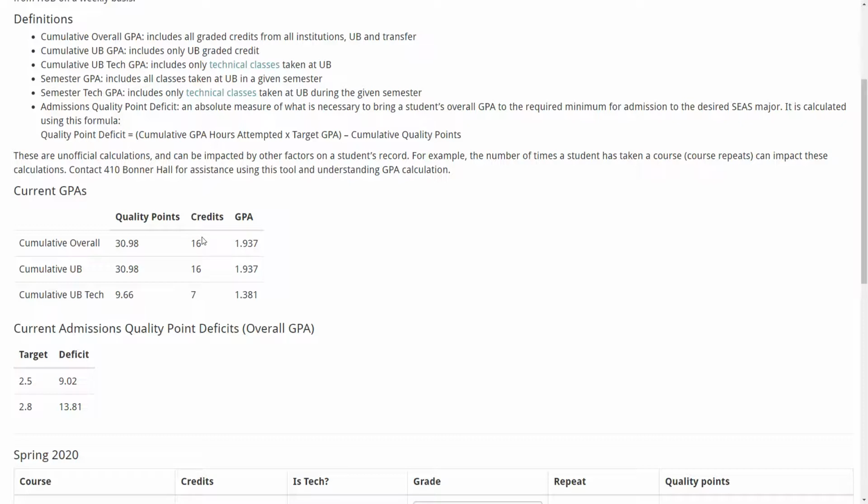Current GPAs are displayed, as well as the admission quality point deficits. These are unofficial calculations and can be impacted by other factors on a student's record. For example, the number of times a student has taken a course can impact these calculations. You may see an alert if repeats are detected. Contact 410 Bonner Hall for assistance using this tool and understanding GPA calculation.